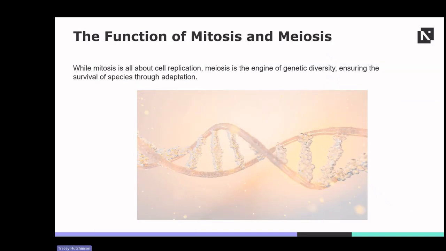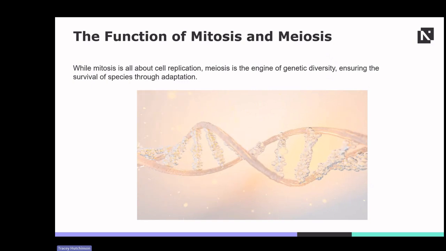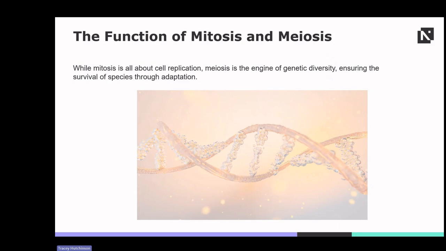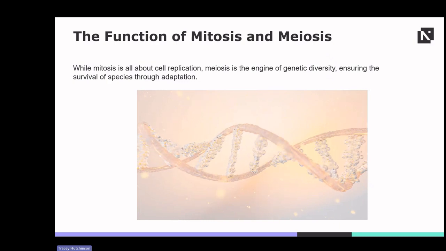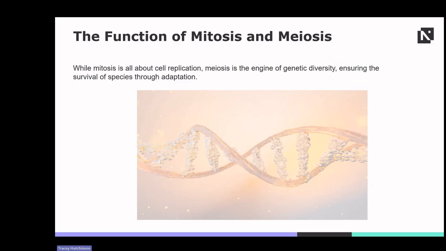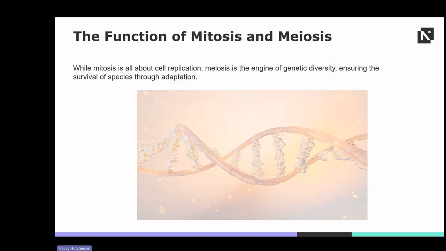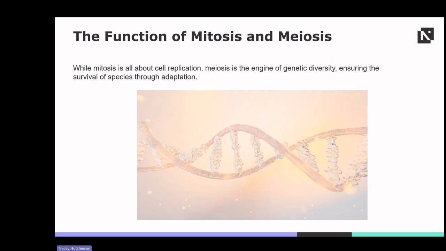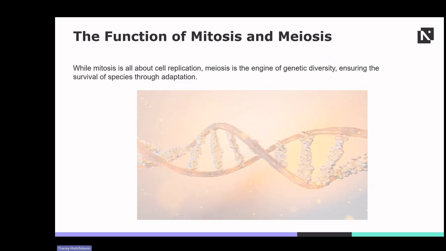So mitosis produces 2 daughter cells with the same number of chromosomes as the parent cell, essential for growth and tissue repair. Meiosis, on the other hand, generates genetically diverse gametes, crucial for sexual reproduction. The 2 stages of meiosis ensure genetic variation in offspring, a vital aspect of evolutionary adaptation.